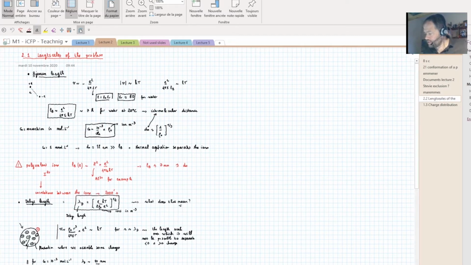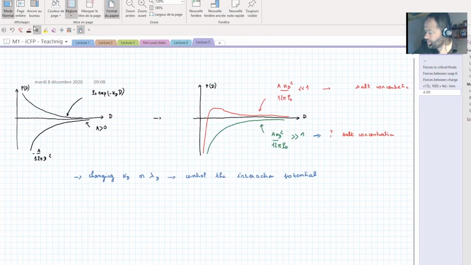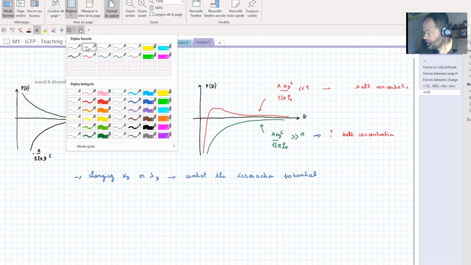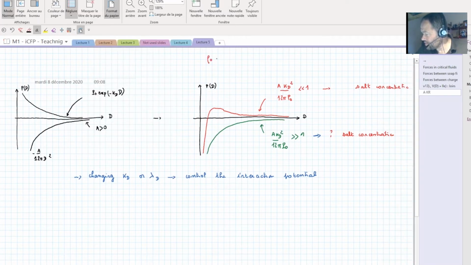If I go to the Debye length, if I increase the concentration of salt, I decrease the Debye length here. What I see is that if rho 0, the concentration of salt, increases, the Debye length decreases, so kappa d increases. So this is small salt concentration, and this is high salt concentration.